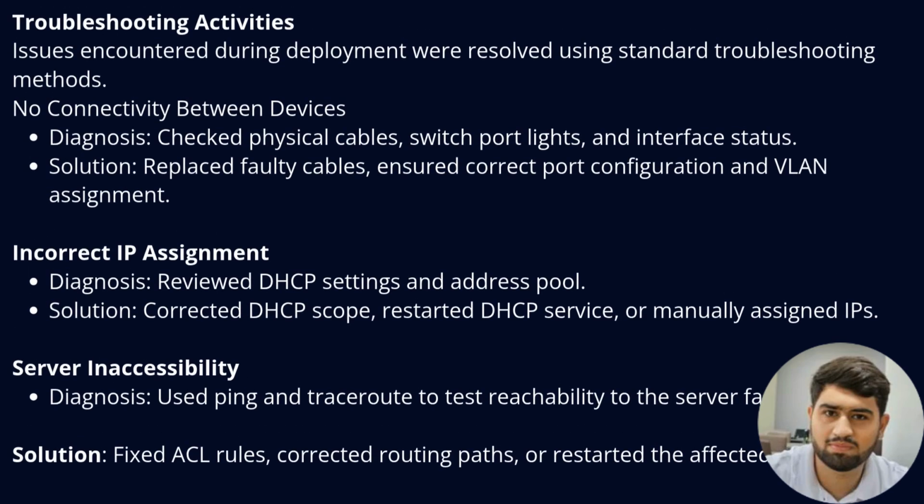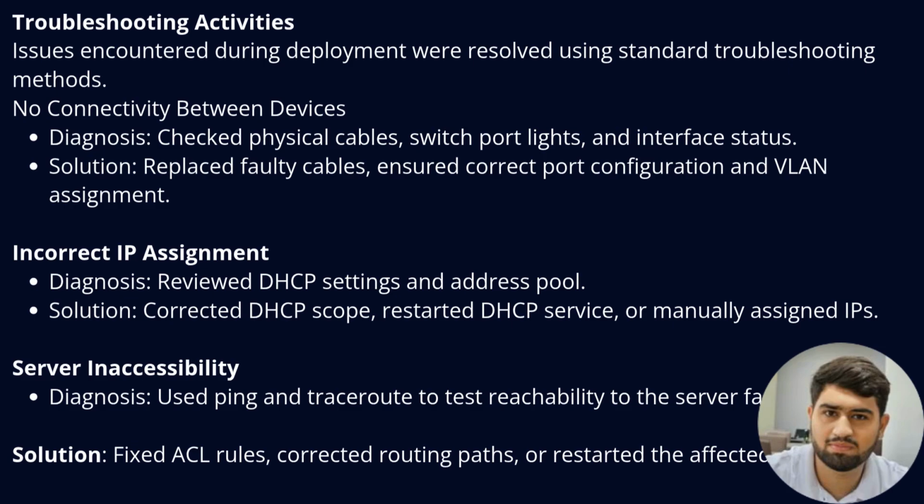Troubleshooting activities. Issues encountered during deployment were resolved using standard troubleshooting methods. No connectivity between devices. Diagnosis: check cables, switch port lights, and interface status. Solution: replace faulty cables, ensure correct port configuration and VLAN assignment. Incorrect IP assignment. Diagnosis: review DHCP settings and address pool. Solution: correct DHCP scopes, restart DHCP service, or manually assign IPs.